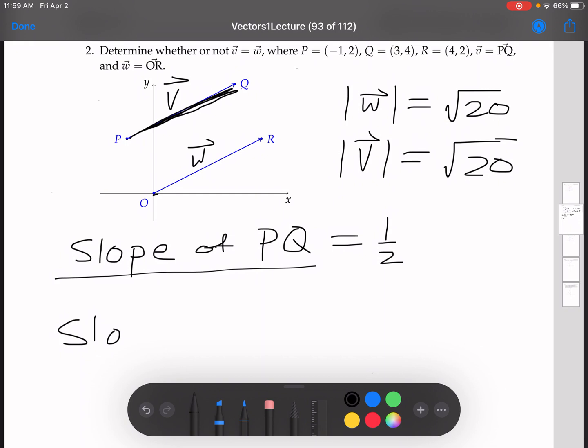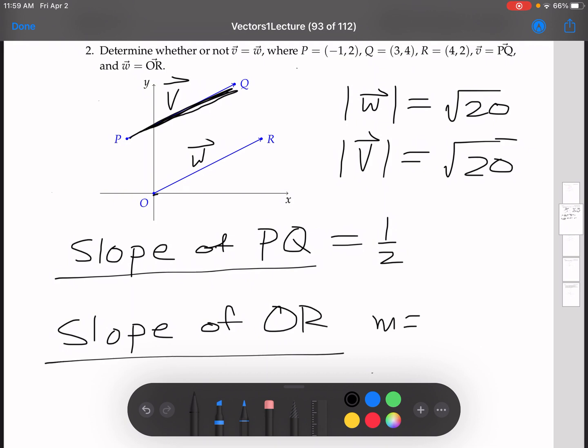Now let's look at the slope of the line segment OR. Again, y2 minus y1 over x2 minus x1. In this case, we have 2 minus 0 over 4 minus 0, which again is a half.